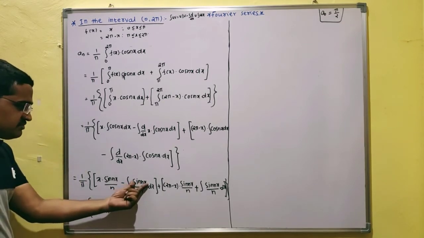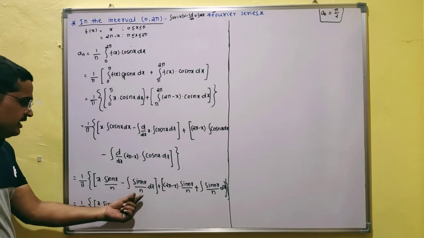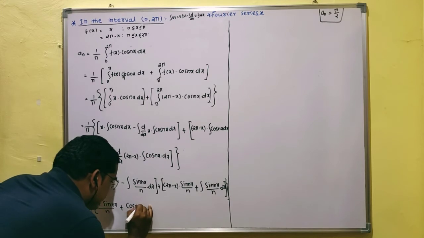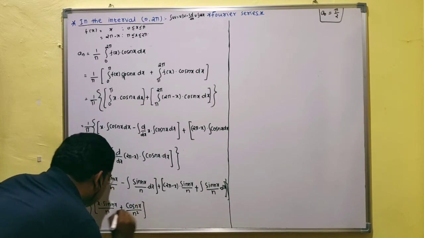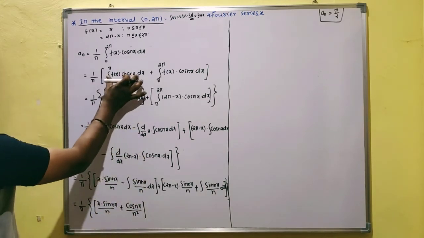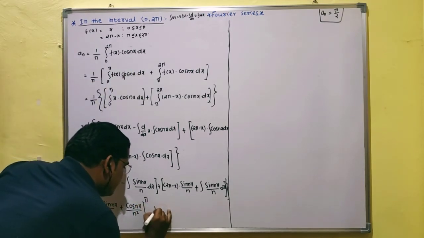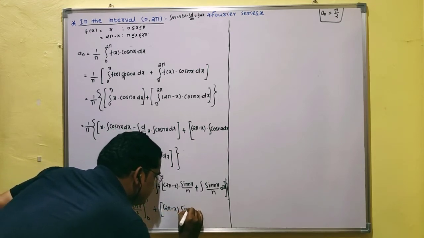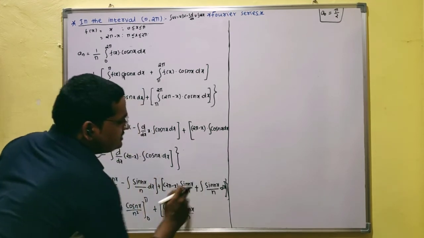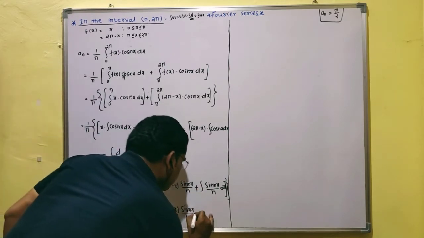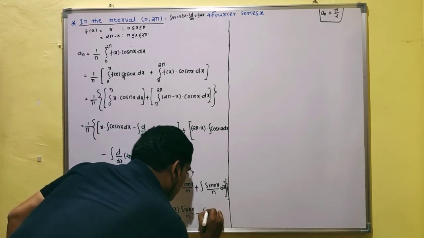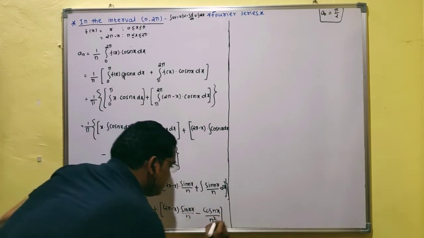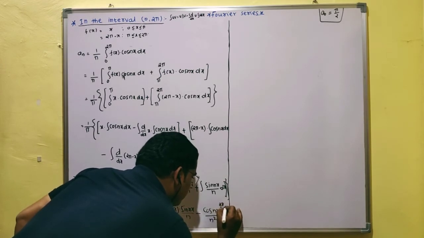Now what is the integration of sin nx? Minus cos nx upon n into n, that is n square, minus minus becomes plus cos nx upon n into n square. And what is the range for this integration? 0 to π. Plus, now 2π minus x into sin nx upon n. Now what is the integration of sin? Minus cos, minus minus becomes plus, minus cos nx upon n into n square. And what is the range for this integration? π and 2π.